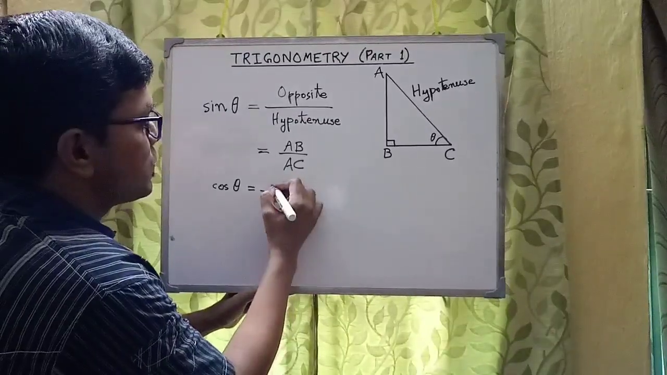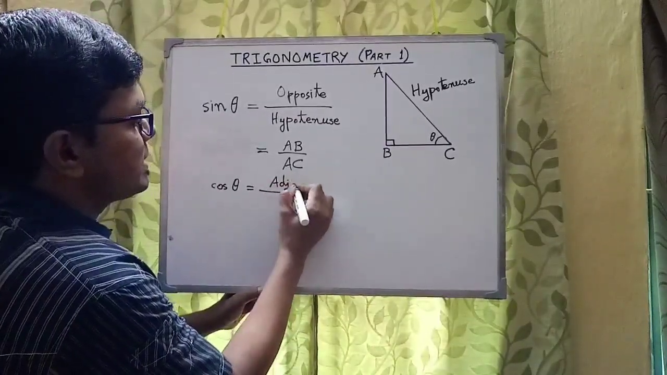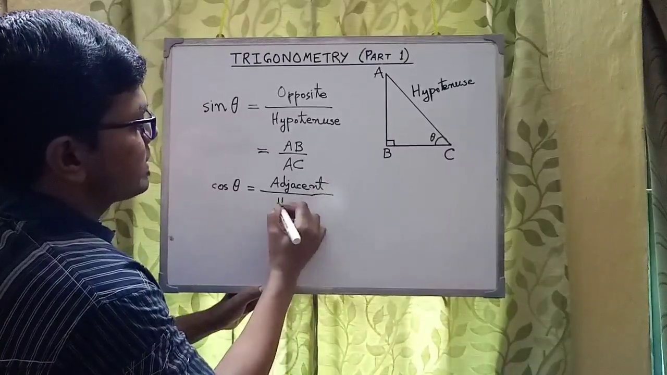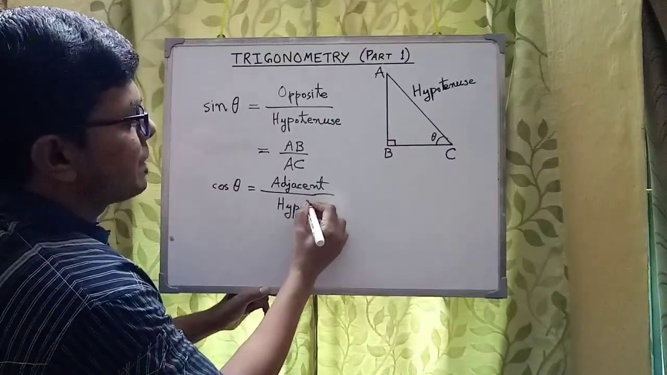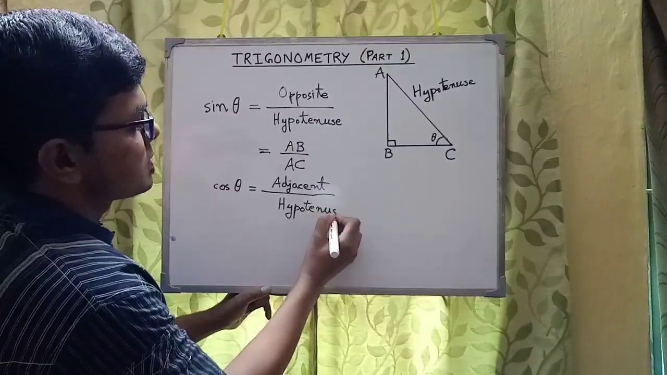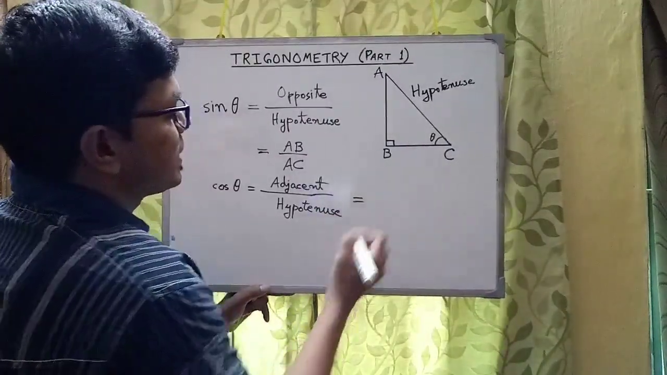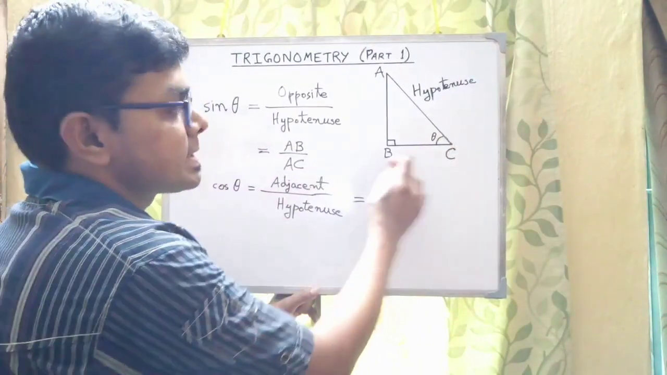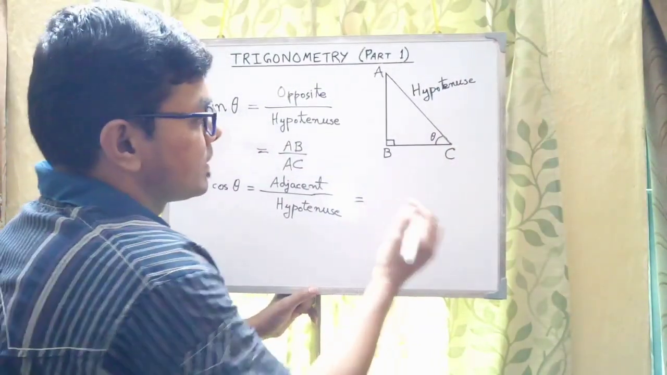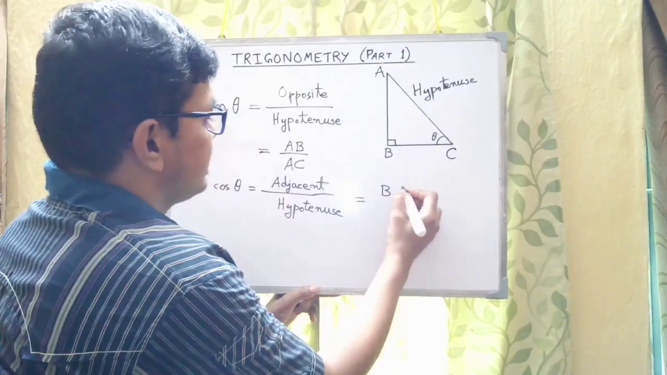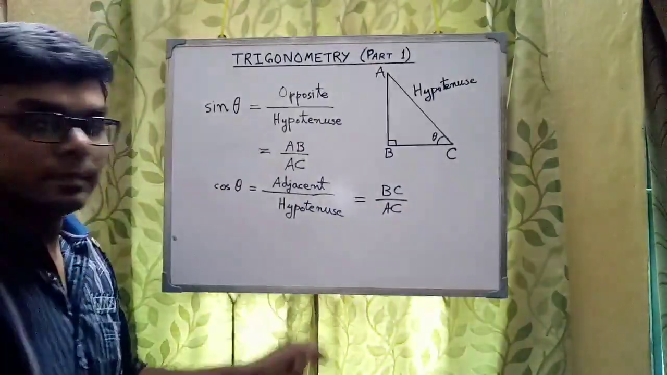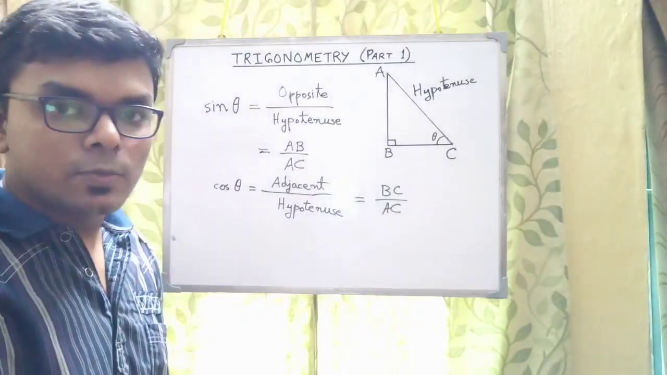Cos theta equals adjacent by hypotenuse. That equals, so adjacent to theta is the side BC. So it is BC by AC. I hope it's clear to you.